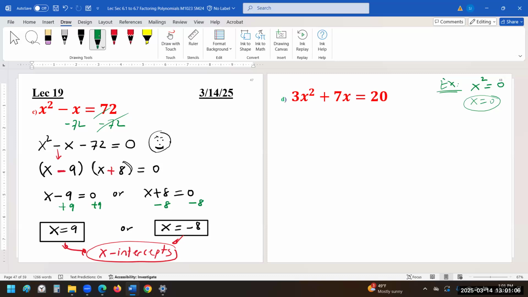It's always the opposite sign. So if you want to see visually what is happening here, we have a parabola upward because our x squared coefficient is positive, and we have two x-intercepts. One is +8, and the other one is -9.